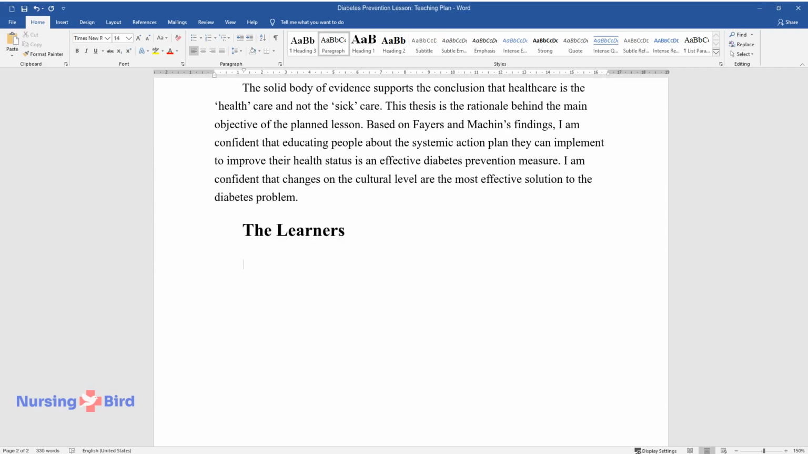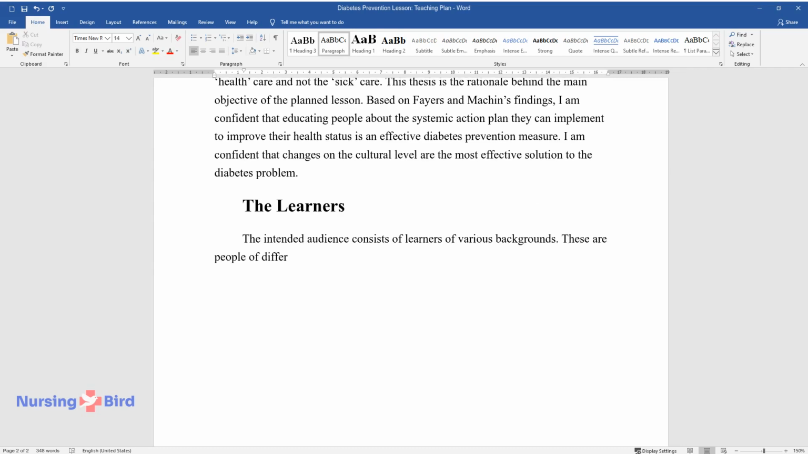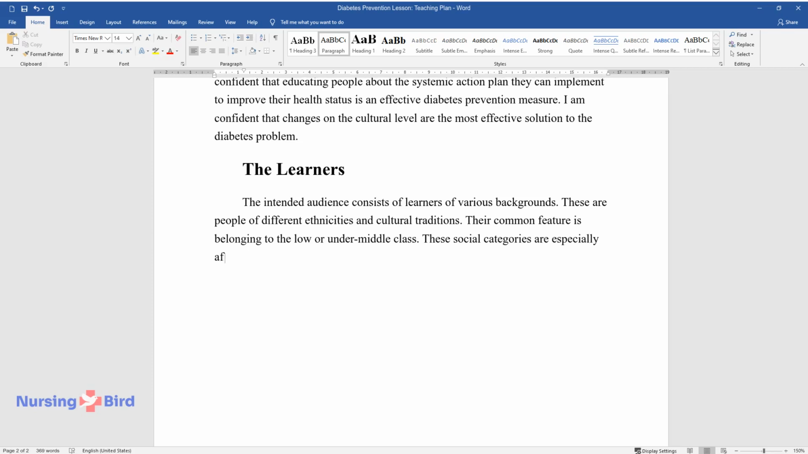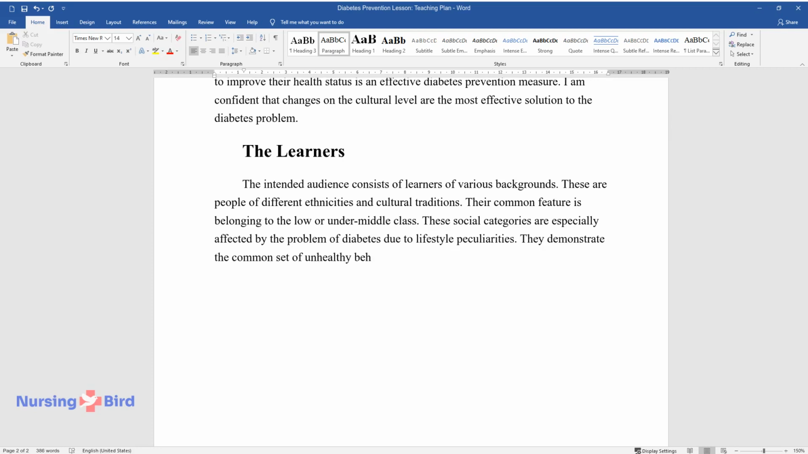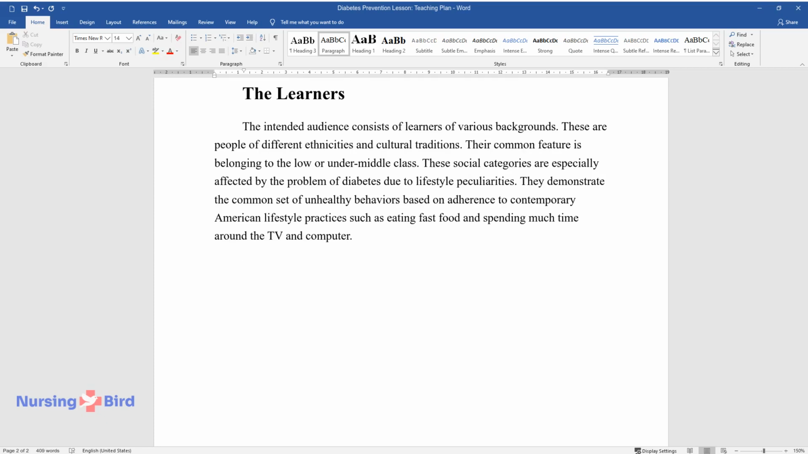The learners. The intended audience consists of learners of various backgrounds. These are people of different ethnicities and cultural traditions. Their common feature is belonging to the low or under-middle class. These social categories are especially affected by the problem of diabetes due to lifestyle peculiarities. They demonstrate the common set of unhealthy behaviors based on adherence to contemporary American lifestyle practices such as eating fast food and spending much time around the TV and computer.